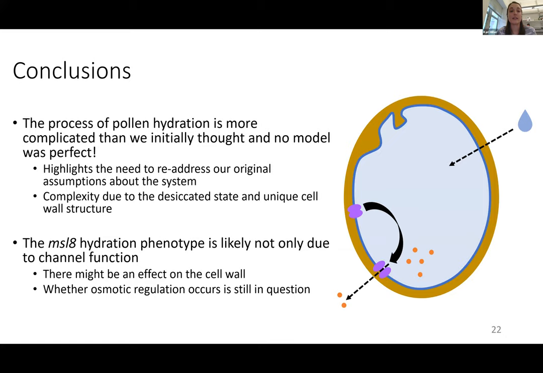And then the MSL8 hydration phenotype seems like it's probably not due only to channel function. There definitely seems to be some kind of component of the cell wall, either high pressure affecting the cell wall. And then there's the possibility that there really maybe is no osmotic regulation occurring, or it's contributing to the phenotype in a different way. And so we're very open to suggestions or any ideas as far as this goes.